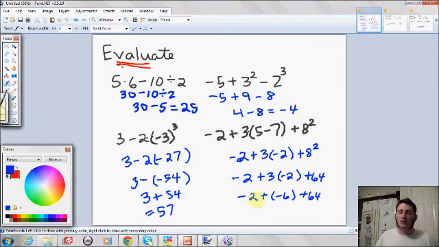Okay, now we just go left to right to take care of these additions. -2 plus -6 is -8, plus 64. The grand total here is 56.